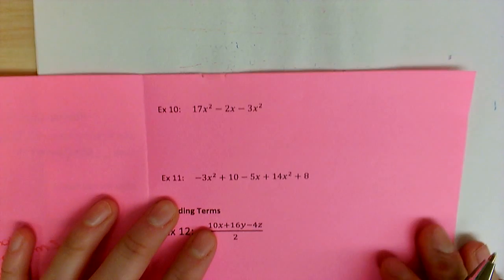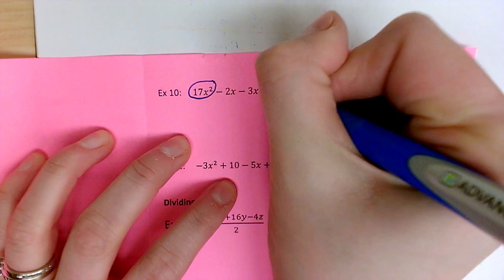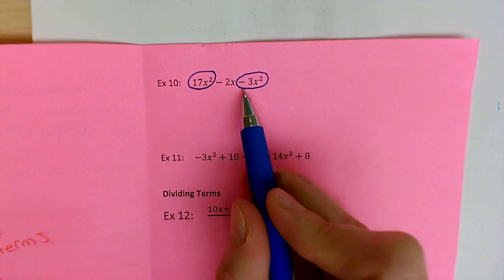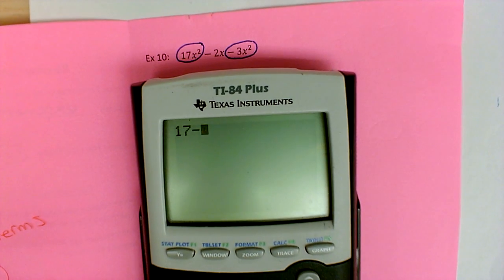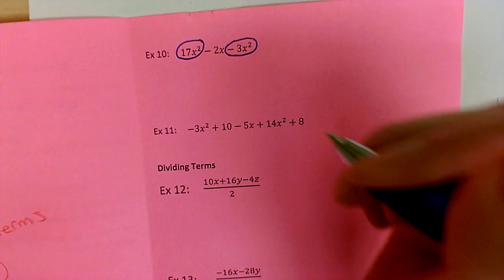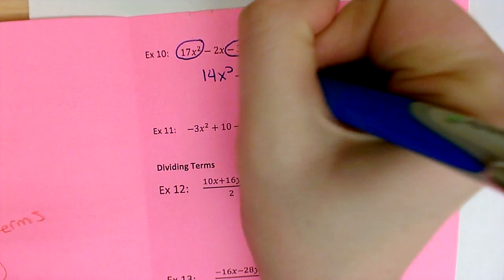Look back up at example number 10. I've got to find my like terms. Well, I've got an x squared here and another x squared here. Notice that I took the sign in front of it. So when I combine those, 17 minus 3 gives me a positive 14. So 14x squared. The other guy, I just move him right on down.